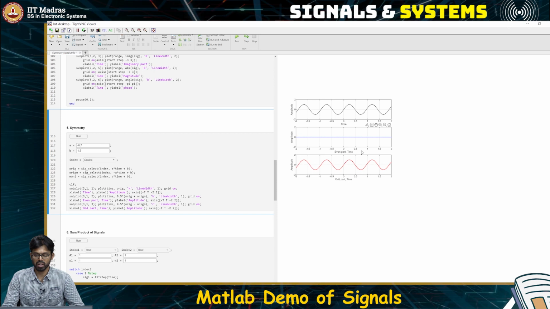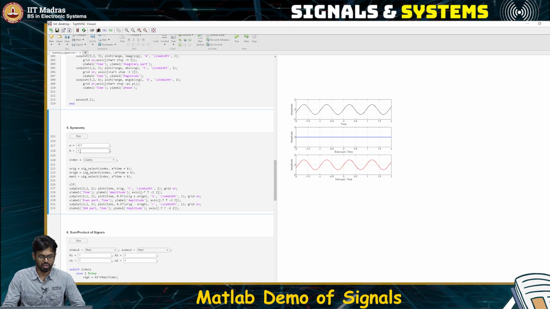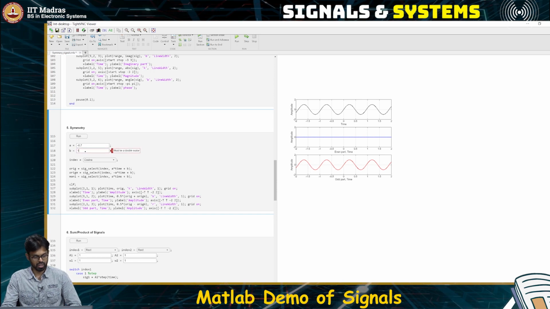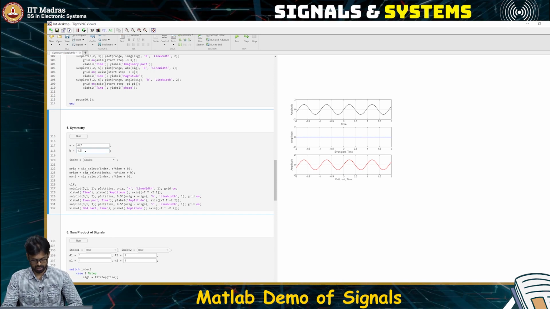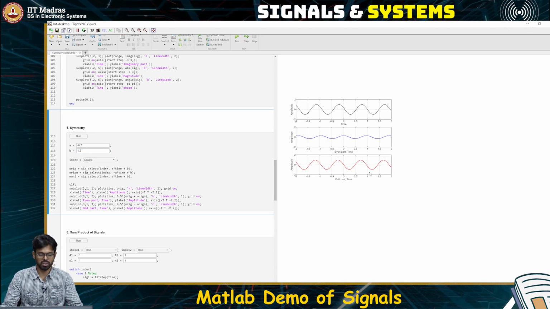Now the moment you shift it by a different amount, whatever was even became an odd. Now let us shift it by something else. Now we have both even component and odd component. So this is a very nice example.